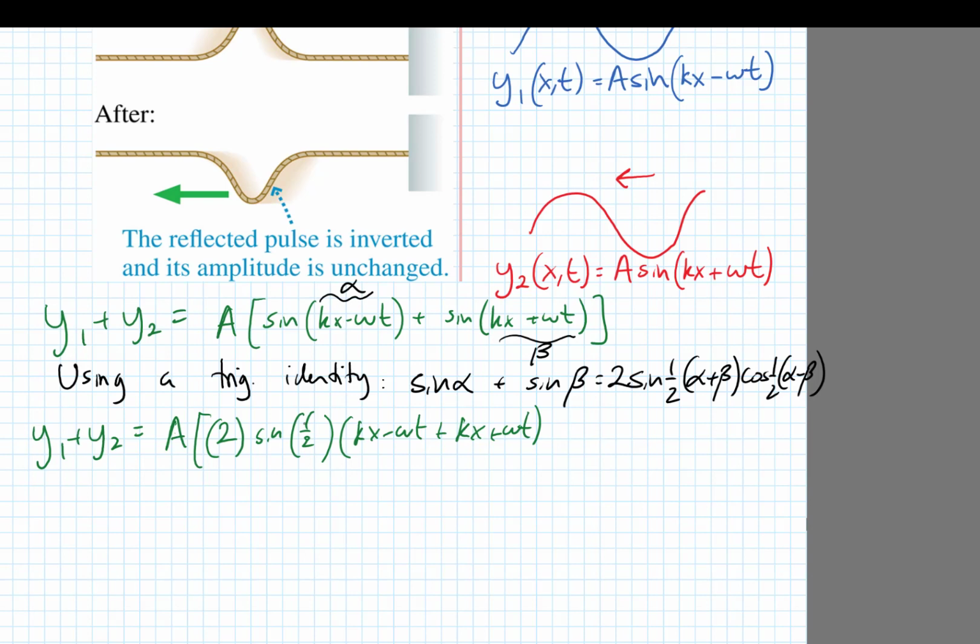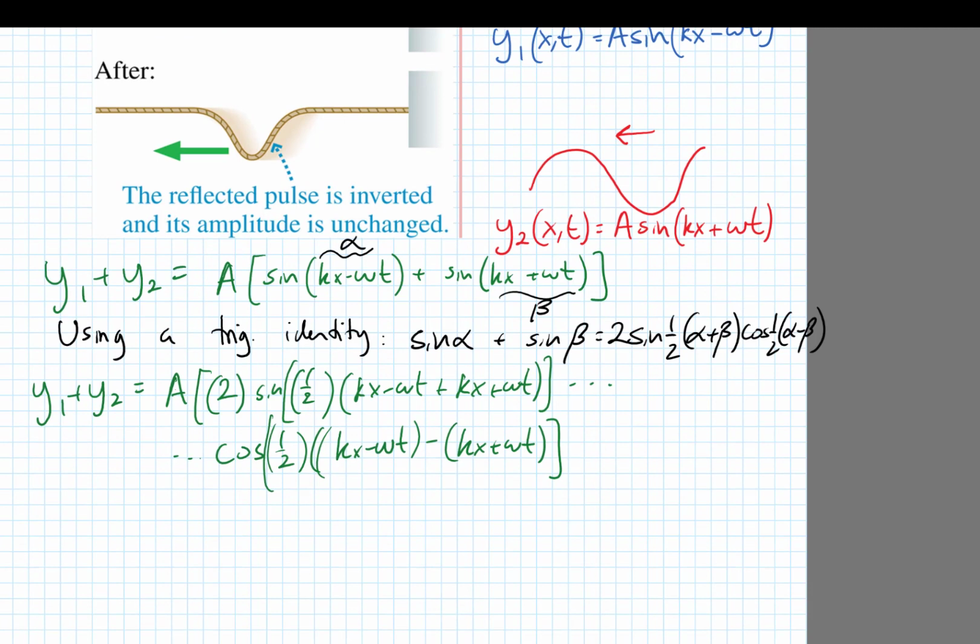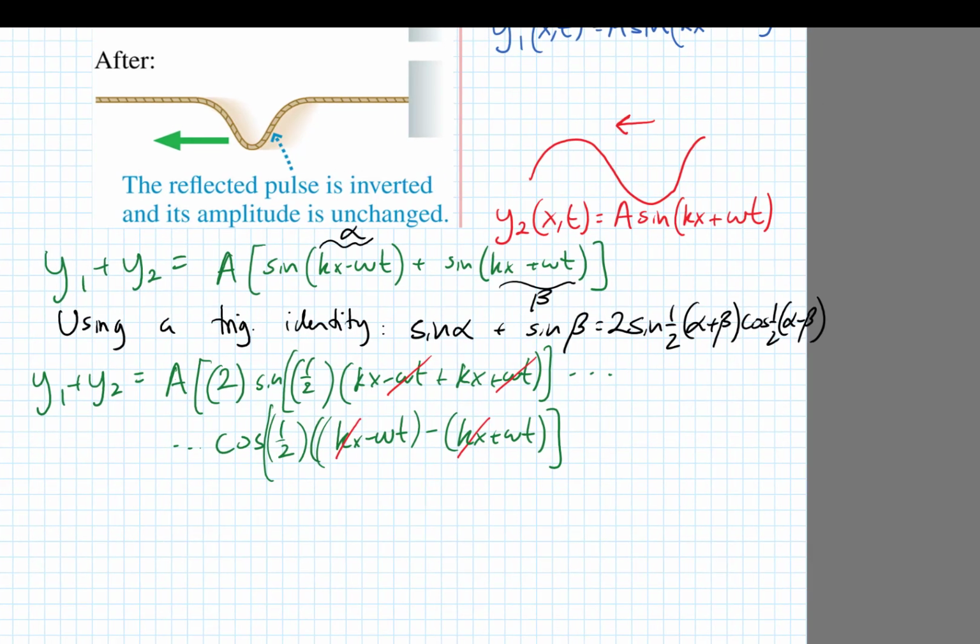And let's just keep the brackets there for sine, and then we'll do the cosine in the next line, multiplied by the cosine of 1/2, and again times alpha minus beta in this case, so kx minus omega t, put these in brackets, minus kx plus omega t. And if we simplify these a little, what we can see is the minus omega t plus omega t in the sine term cancel, and the kx minus kx term cancels in the cosine term.